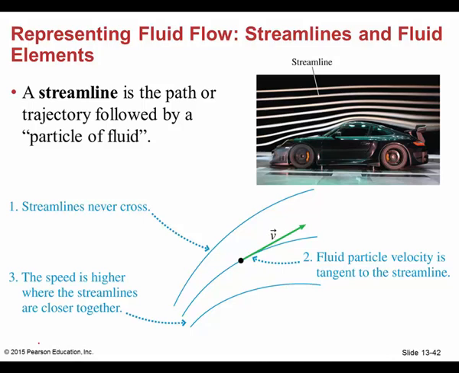Now, streamlines. This is very interesting. When we look at the streamlines going over the car in this wind tunnel, notice how they're far apart here, but they're really close together there. The speed is higher where the streamlines are close together. Notice they never cross. And of course, here they're slower because they're farther apart. So wherever they come close together, you've got a high speed.